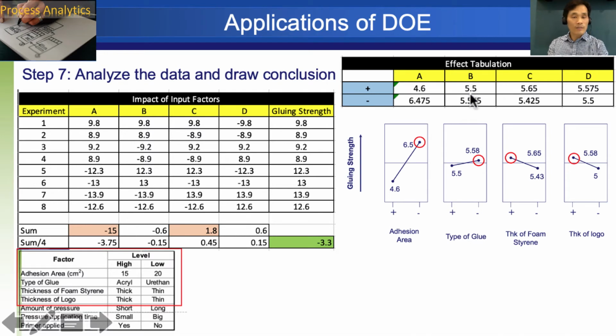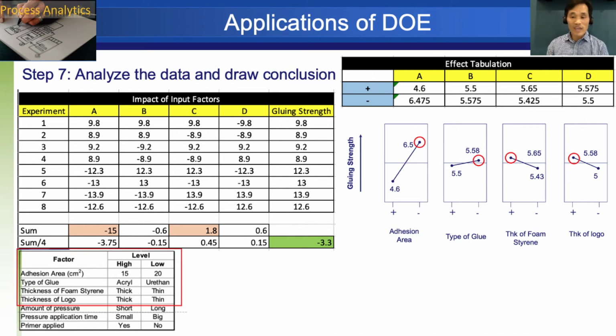And for factor B, the first two of them are positive, and then these two are positive, and you add them up, divide by 4, and it will produce 5.5, and negative together, that's going to be 5.575. And then you can visualize the numbers, which makes it easy for the reader to absorb the information.